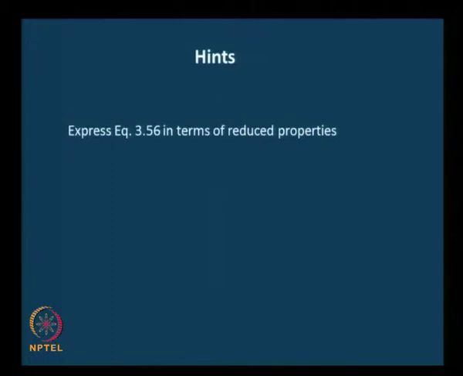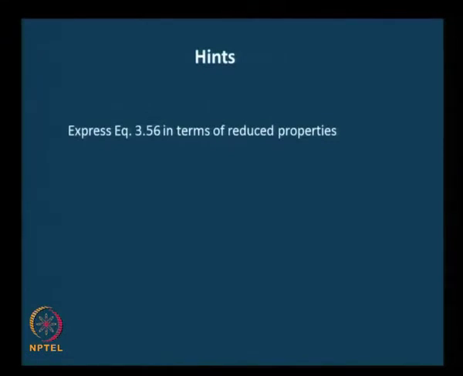The first hint is, try to express that equation 356 that we just saw, the expression for ln of phi 1, in terms of reduced properties, TR, PR and so on, because if you do that, then the amount of data that is needed significantly goes down, because reduced variables are applicable for a wide variety of pure substances. Go ahead, take about 10 minutes and try to express the equation in terms of reduced properties, and then I will give you the second hint. 10 minutes please.